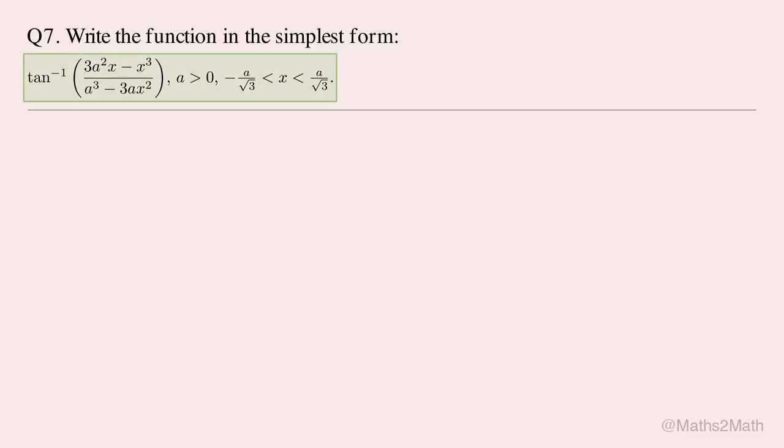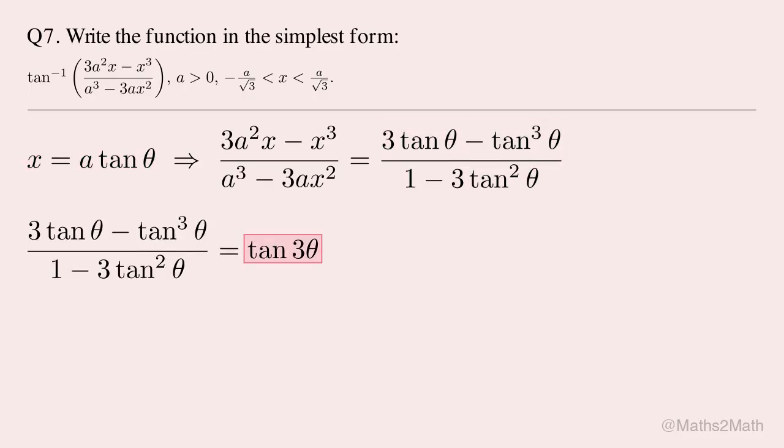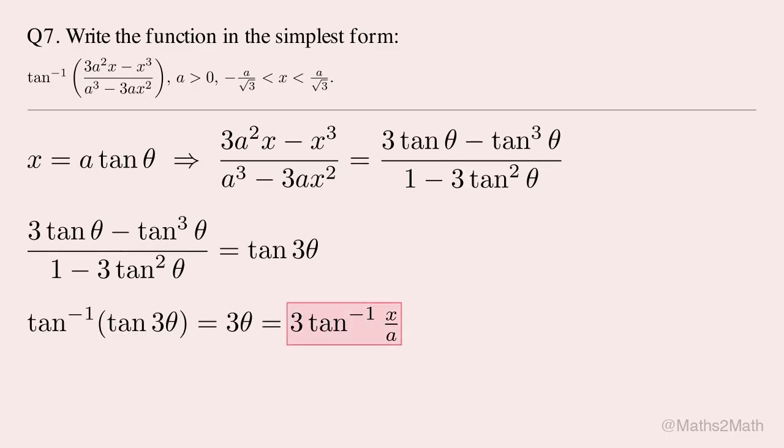Question 7, the last simplification. The numerator 3 a squared x minus x cubed is shouting the tangent triple angle formula. The range on x keeps 3 theta inside the principal branch. Put x equals a tan theta, and divide top and bottom by a cubed. That is precisely the triple angle formula for tangent, tan of 3 theta. So the expression is 3 theta, that is, 3 tan inverse of x over a.